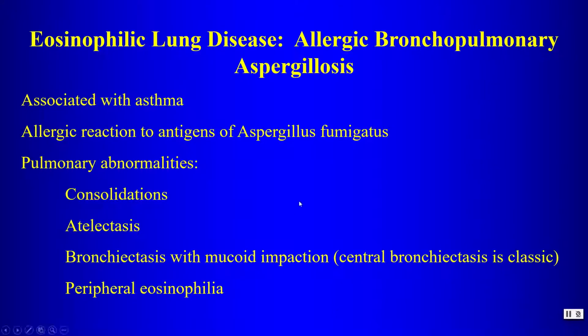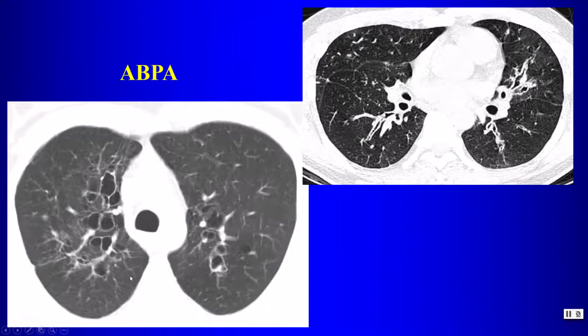We've covered this before in an earlier lecture, but this can give you bronchiectasis, mucus plugging, atelectasis, and these patients often have peripheral eosinophilia. So the hallmark is bronchiectasis, especially with mucus plugging. There's another example here where we have some mild bronchiectasis. Notice the extensive peribronchial thickening here, which is also typical of asthma, and a little bit of mosaic attenuation secondary to the air trapping in that case.